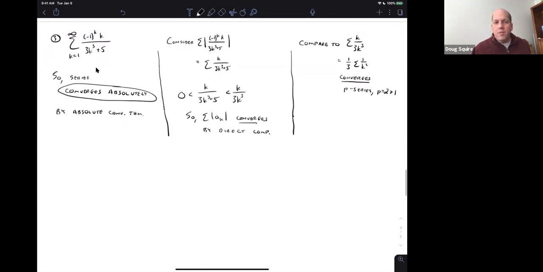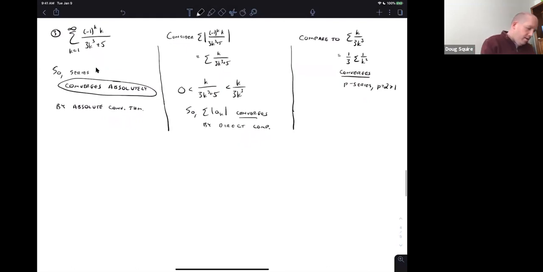Okay, I want to look at another one that is very similar to that as far as the format. I'm going to put it in a different color because I want to be able to compare these in a minute. But number 4 is going to be the sum k equals 1 to infinity of negative 1 to the k over 3k plus, we'll say, 3k plus 5. Okay.